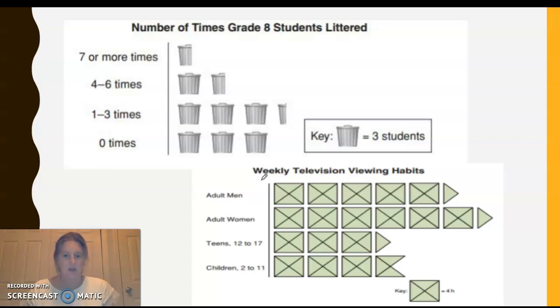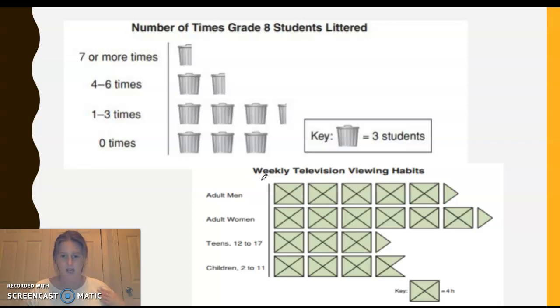We're not going to be doing much making these. I don't really like this because you have to judge, make a guess on if that's half of a trash can or 2/3, and it could be up for interpretation based on who's looking at it. So that's a pictograph, right? We're using a trash can as the picture, and then again separated into intervals with a key.